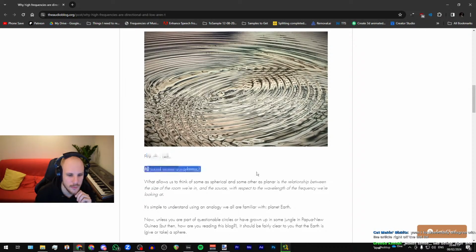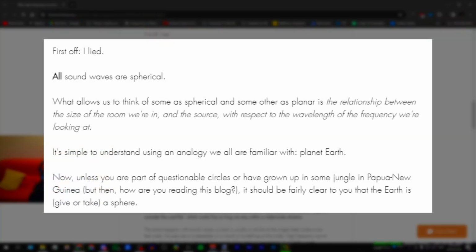First off, I lied, all sound waves are spherical. Okay, I should have read more. What allows us to think of some as spherical and some other as planar is the relationship between the size of the room we're in and the source, with respect to the wavelength of the frequency we're looking at. It's simple to understand using an analogy we all are familiar with, planet Earth. Now, unless you are part of questionable circles or have grown up in some jungle in Papua New Guinea, it should be fairly clear to you that the Earth is a sphere.